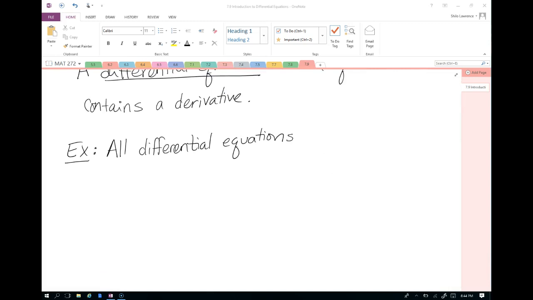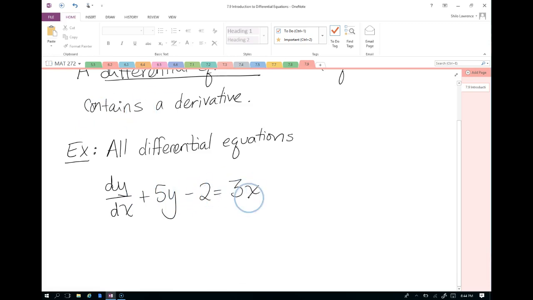So dy dx, that's one of the formats we learned for writing derivative, plus 5y minus 2 equals 3x. So we've got an equation that contains a derivative. So it's a differential equation.